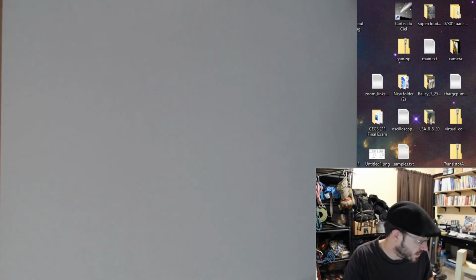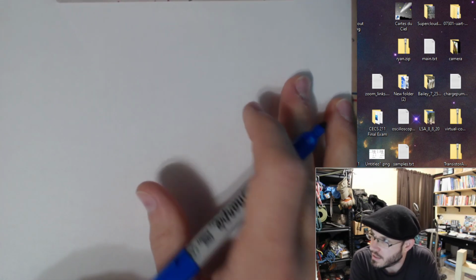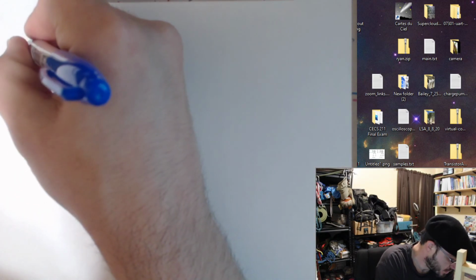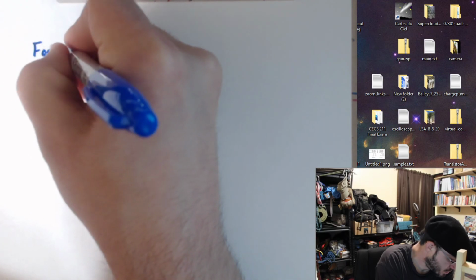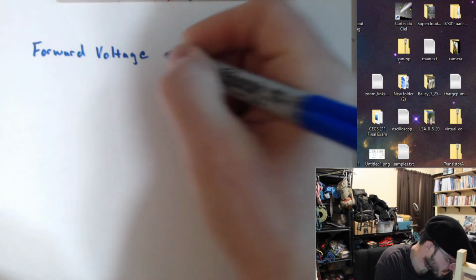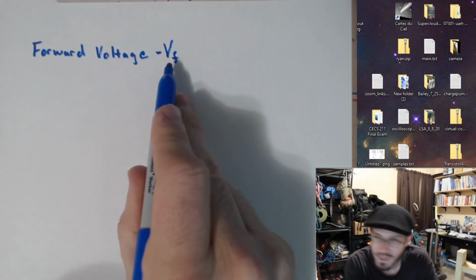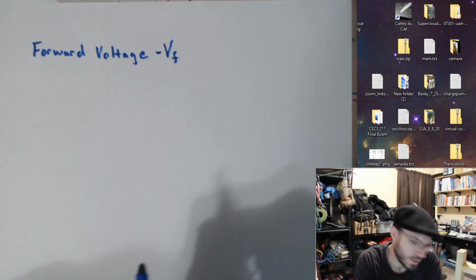Now we get into the nitty-gritty details and start looking at what's going to be referred to as the second approximation. Okay, diodes have a characteristic. Every diode has a characteristic, referred to as the forward voltage. We'll be calling it V sub F for forward voltage.